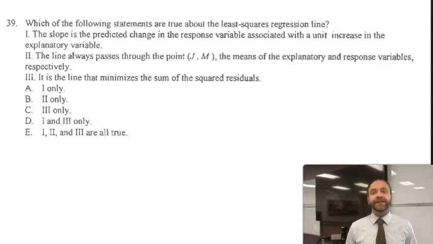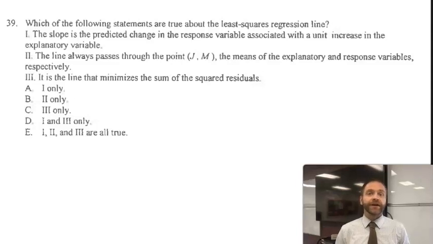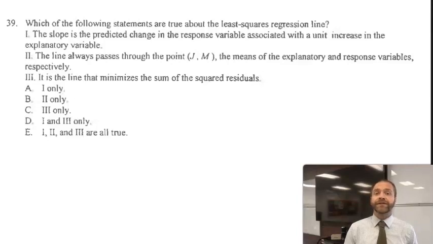Now, which of the following statements is true about the least squares regression line, LSRL? So I'm going to have to read each Roman numeral and go through. Let's start with the first one. The slope is a predicted change in the response variable associated with a unit increase in the explanatory variable. So I have to remember which one's response, which one's explanatory.